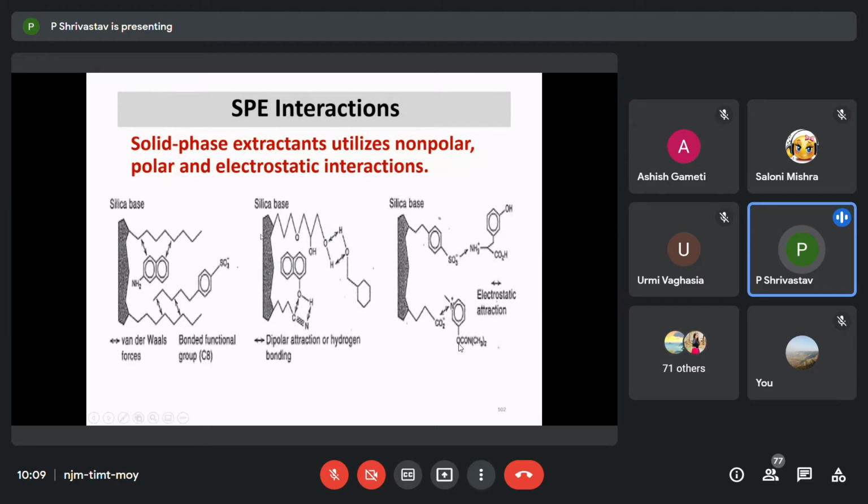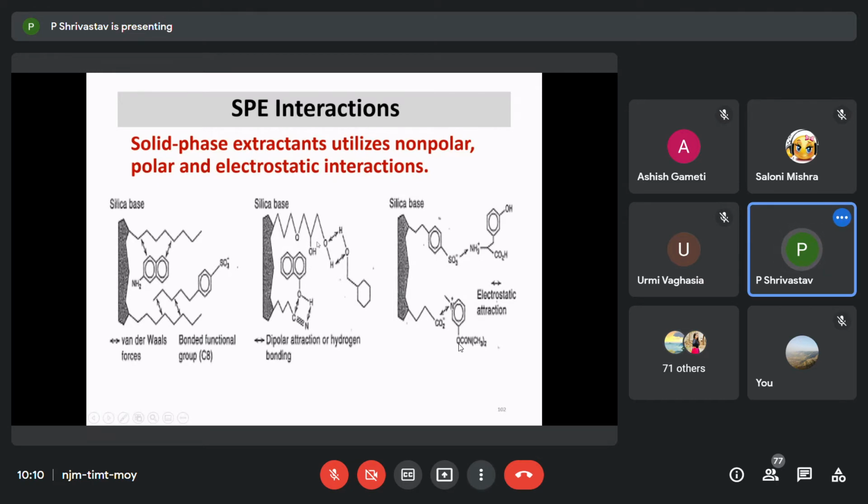See, this is your stationary phase material or the solid phase material, which is silica based, which has functionalities. These are the functionalities, and these are the analytes. This is one analyte, this is another analyte. If you have a very hydrophobic kind of functionality, there will be hydrophobic interactions. There will always be van der Waals interactions. Van der Waals interactions are universal interactions. They happen anytime, anywhere, with any type of substances. Then you have dipolar interactions or hydrogen bonding interactions.